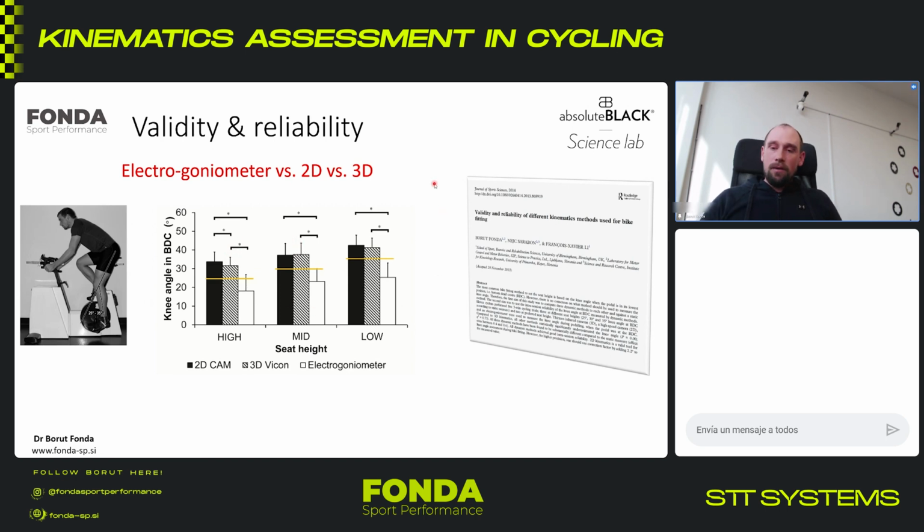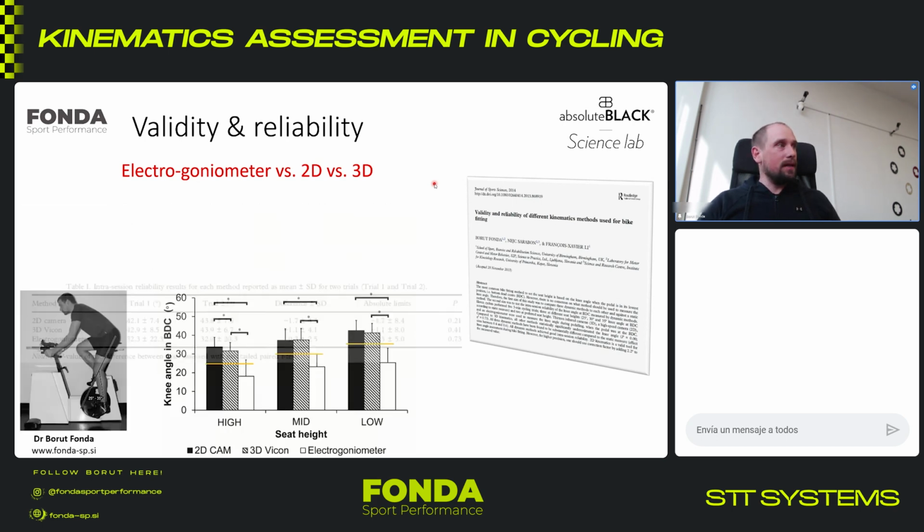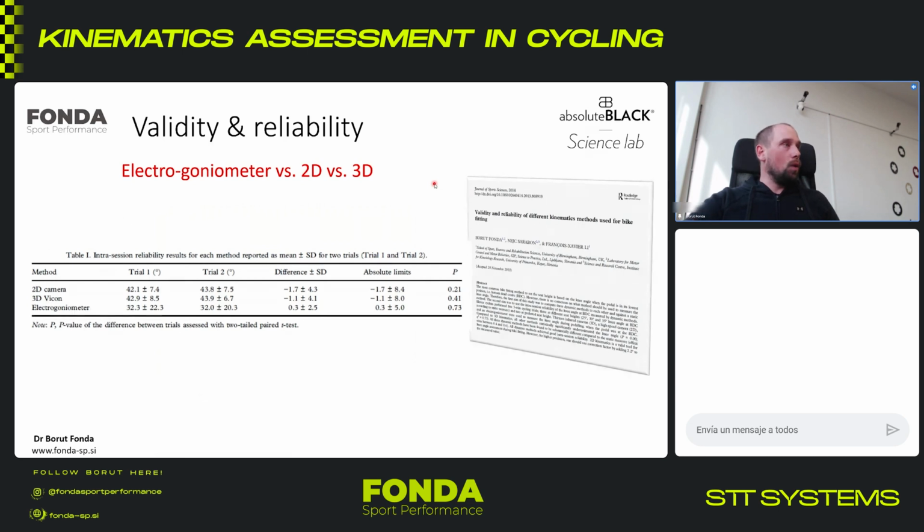So at the same time, we also measured the intersession reliability, and basically all three systems, 2D camera, 3D Vicon, and electrogoniometer, showed they were quite reliable. So there was trial 1 and 2 with minimum difference. So high reliability for every single system, but the accuracy was a lot different between them. So that's one aspect when you use different technology.